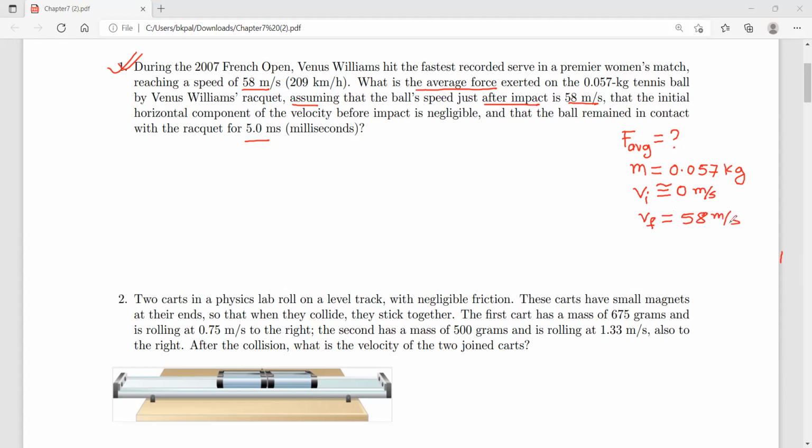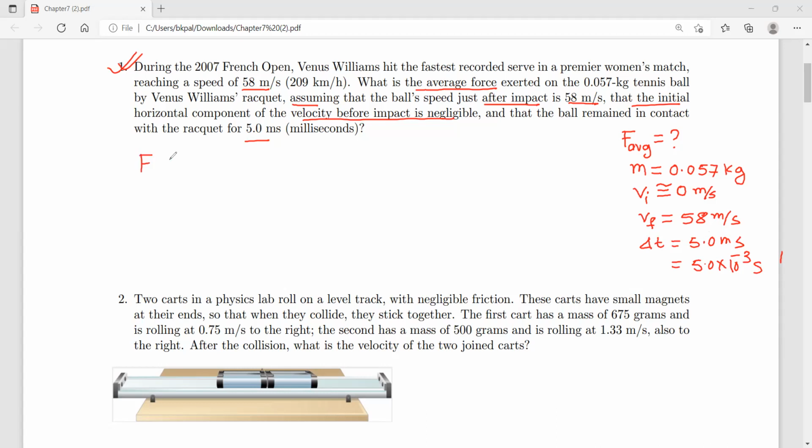It also said that the initial horizontal component of the velocity before impact is negligible, so we can use that as equal to 0. And it said that to go from 0 meters per second to 58 meters per second, it takes 5 milliseconds. So the time delta t is given, equal to 5 milliseconds, and you know that 5 milliseconds means 5 times 10 to the power minus 3 second.